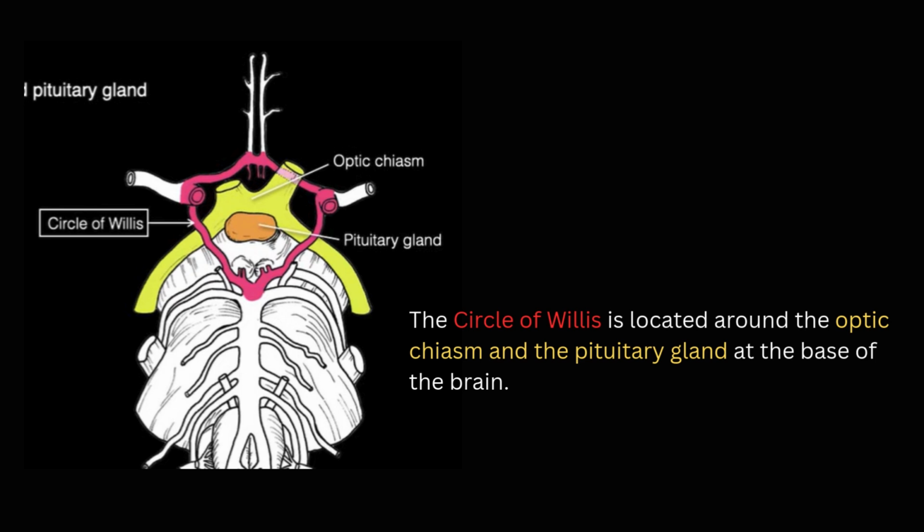Now, the circle of Willis is actually located around the optic chiasm. The optic chiasm is kind of like the junction of the optic nerve, cranial nerve number 2, and it sits just above the pituitary gland at the base of the brain.